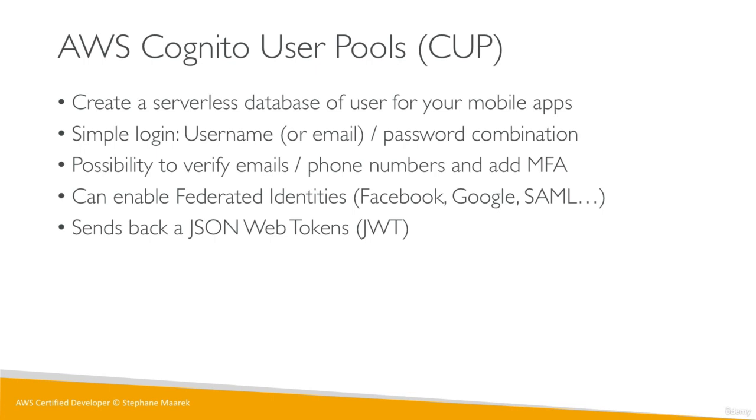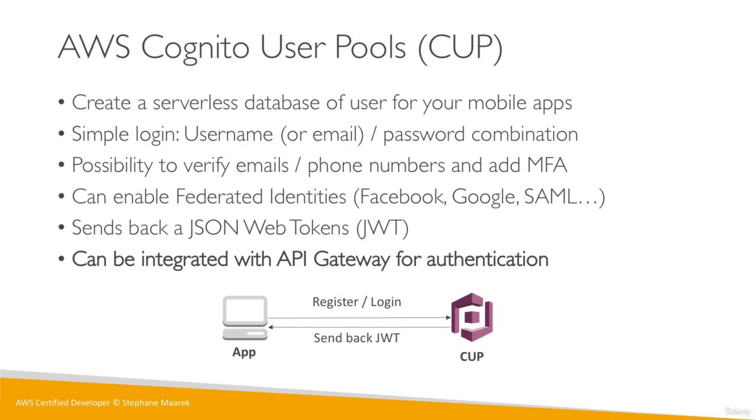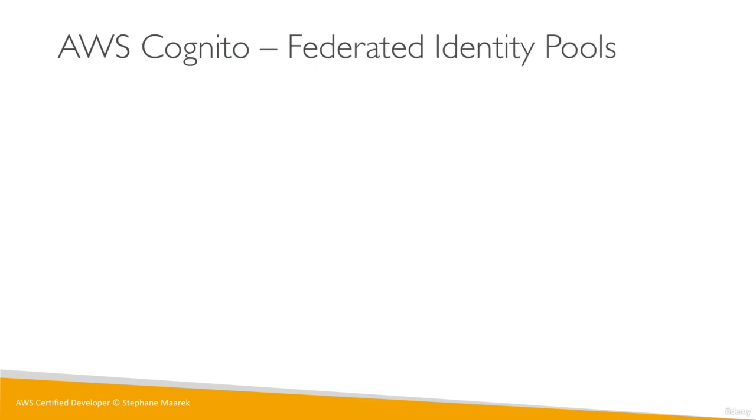What we get back out of it is a JSON Web Token, or JWT. This token can be used to verify the identity of someone, and it can be integrated with the API Gateway for the authentication part. So how does it look as a diagram? We have our app, and it wants to authenticate to CUP. It's going to register or log in with username and password. And CUP, after verifying the login, says, okay, here is a JWT, a JSON Web Token. Fairly easy, right? So remember, a database of users: you can have email and password, username and password, or you can have Facebook or Google login.